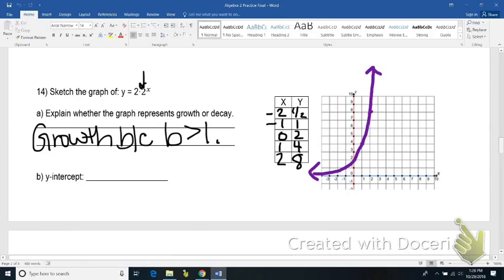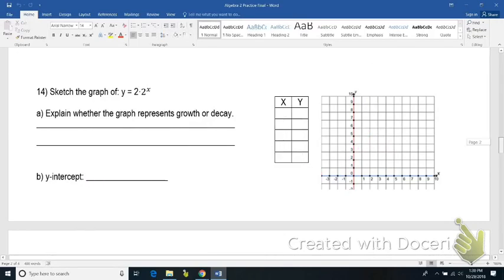Y-intercept, you guys can get from the equation or the graph. Where does it cross? 0, 2. Yep. Okay, good. So that was from Unit 5.